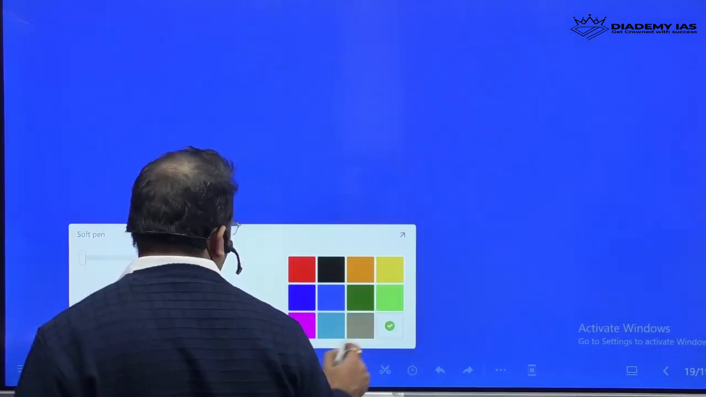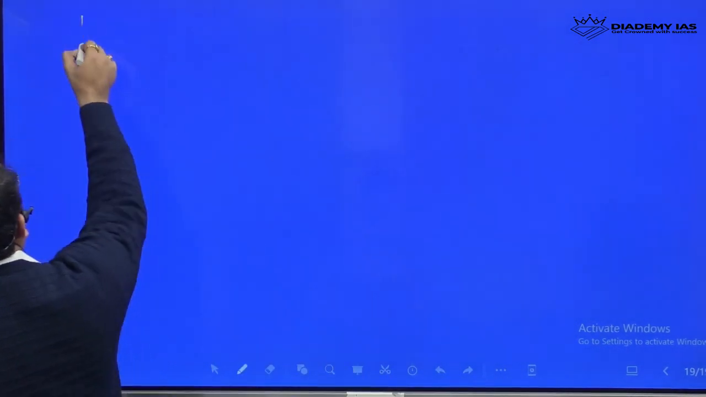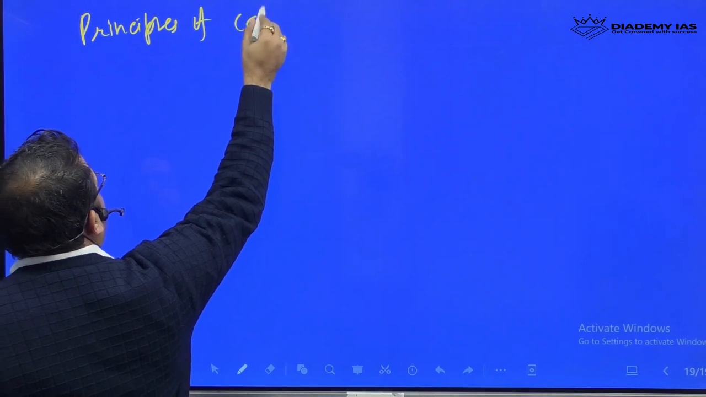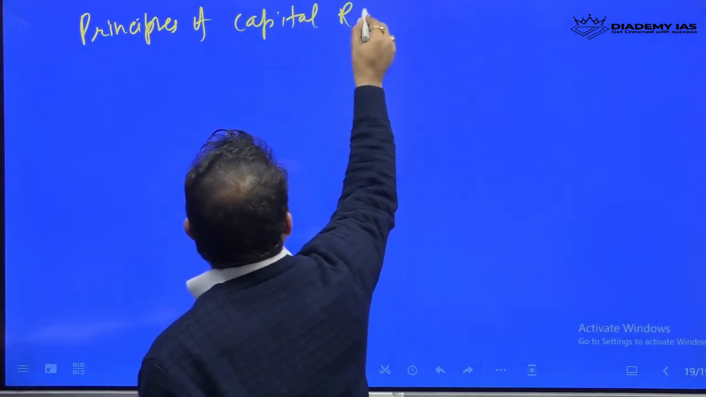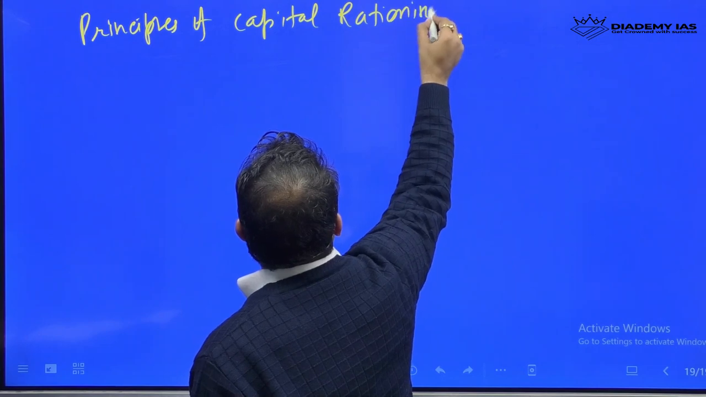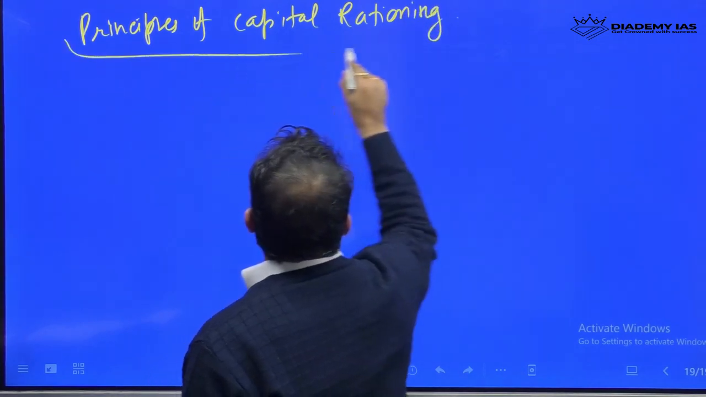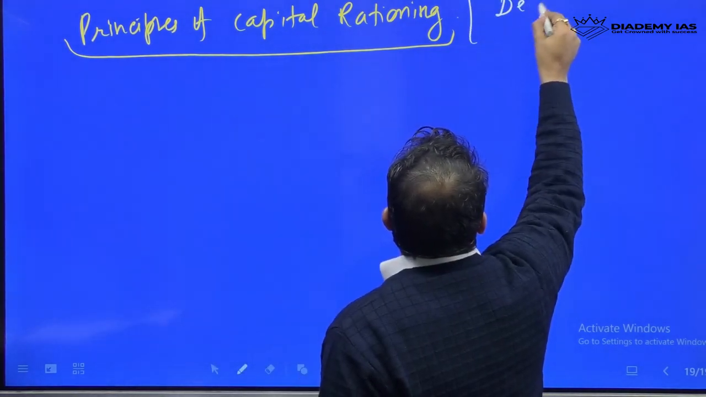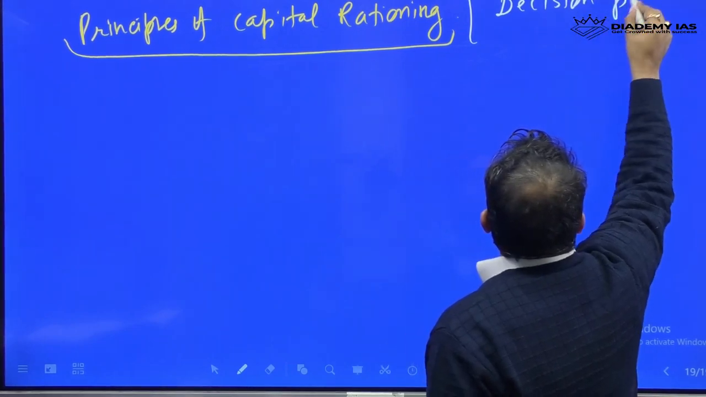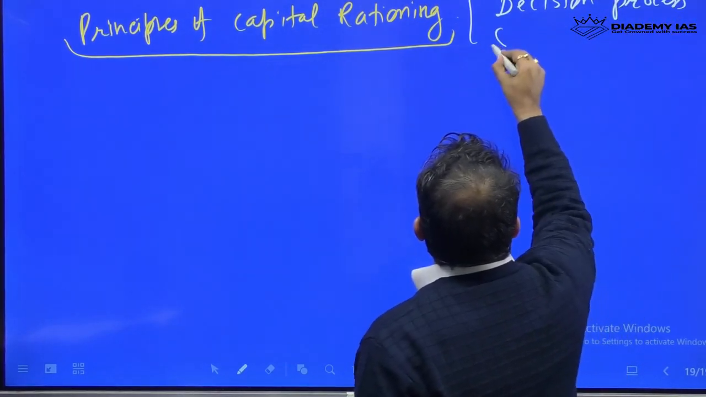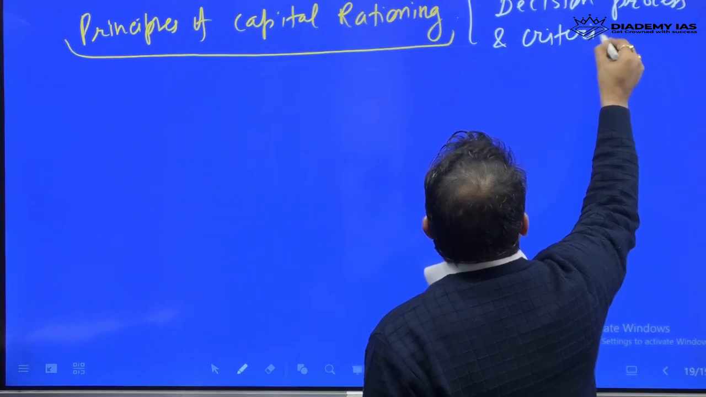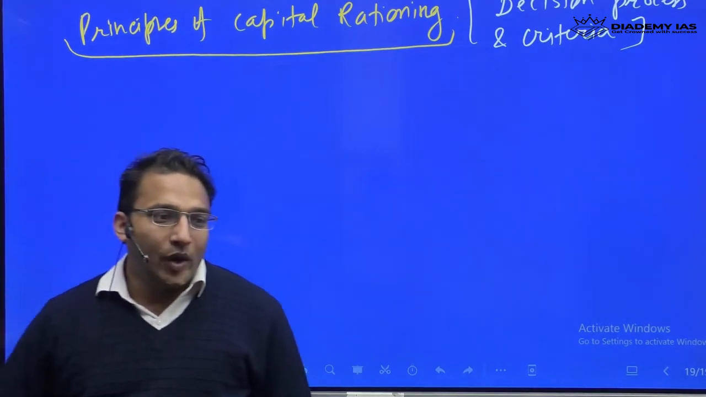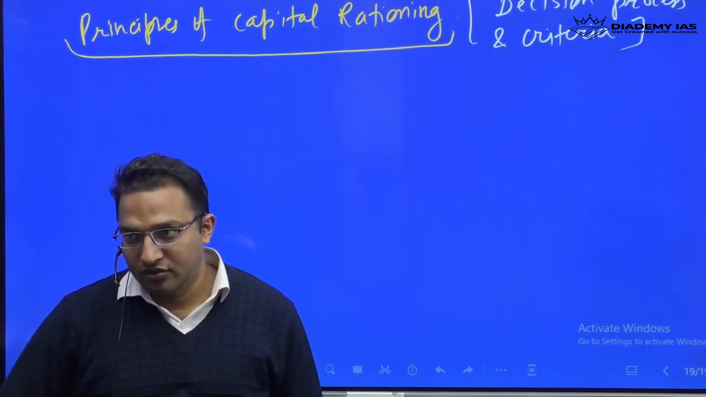Now, very important, principles of capital rationing, or the decision process and decision criteria that is used in case of a capital rationing situation. When we have the capital rationing situation, what decision process and what decision criteria are we using?